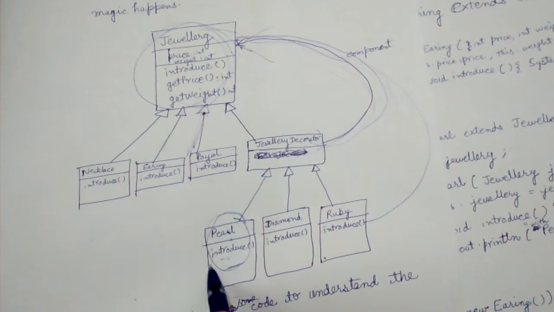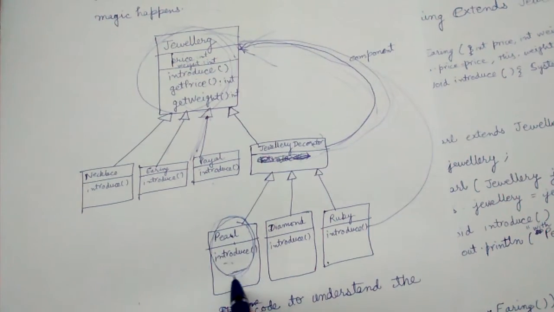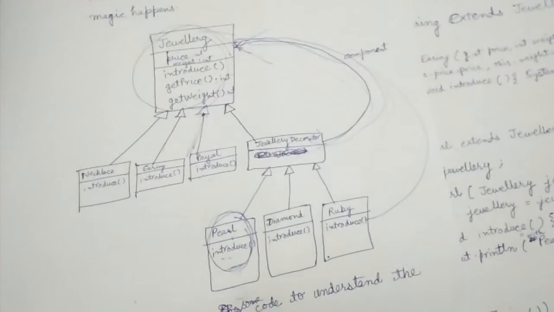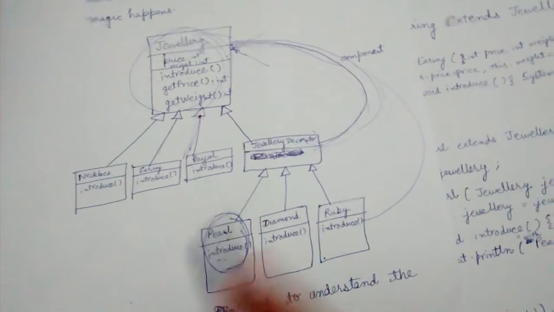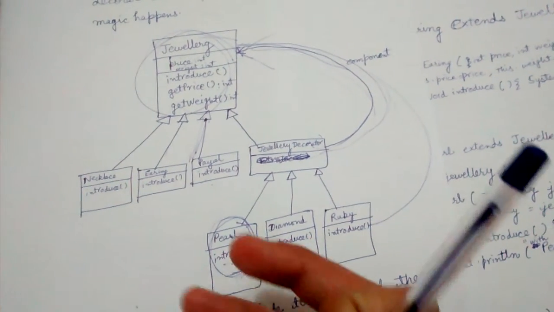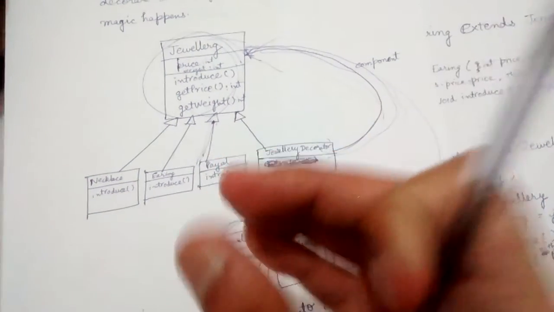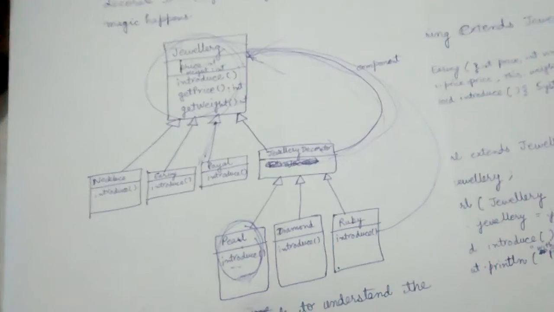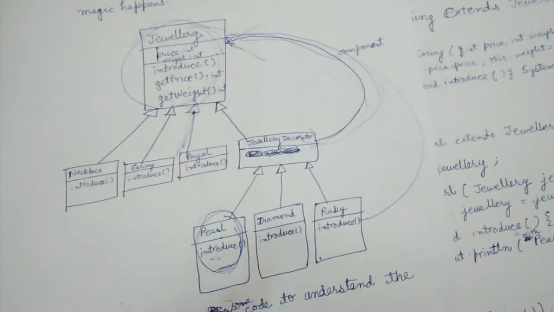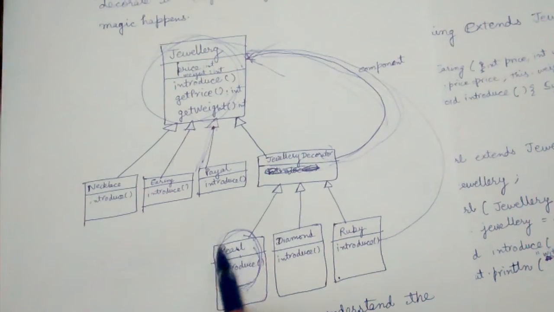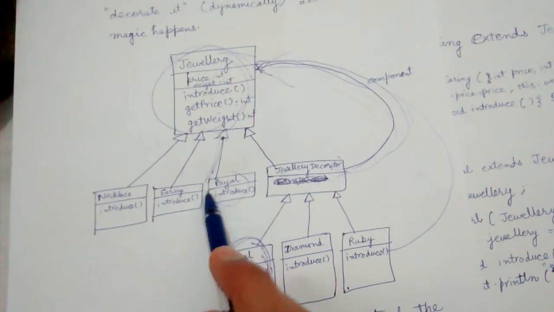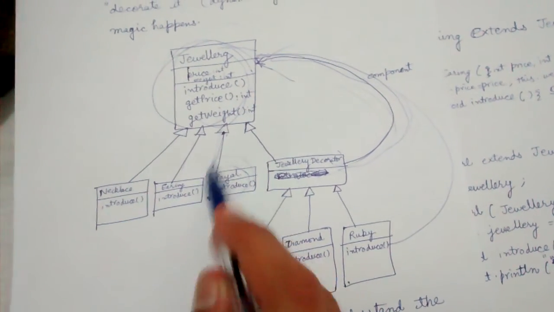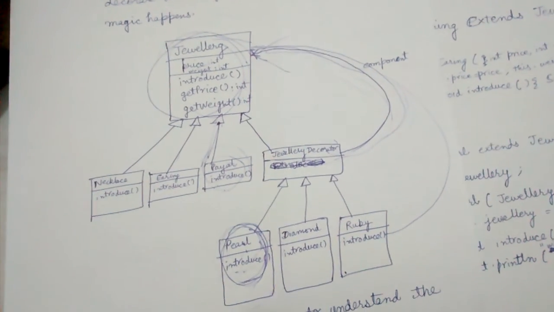So this Pearl is having a Payal object, and basically Pearl is having its own functionality, as well as wrapping the functionality of this Payal also. So this is how the decorator pattern works. You are wrapping the plain object inside a decorator, just like you wrap a plain thing inside a gift wrap. So thank you friends.